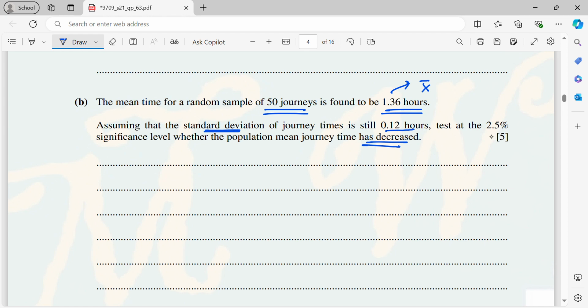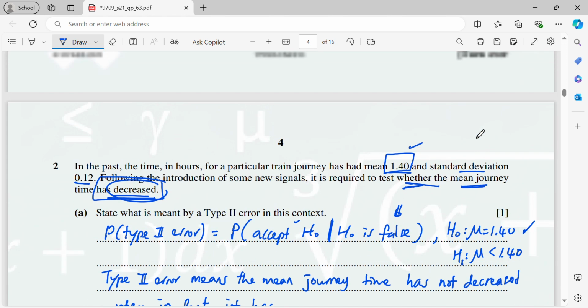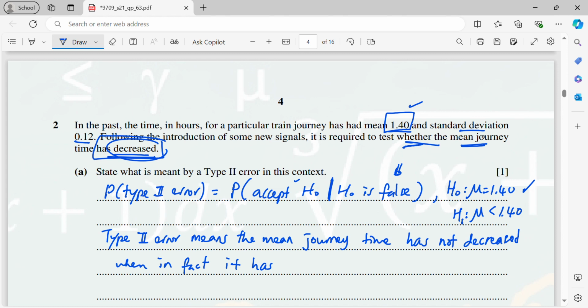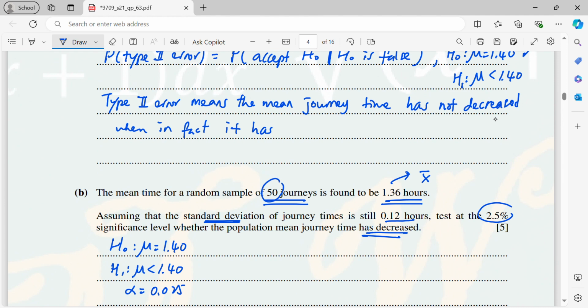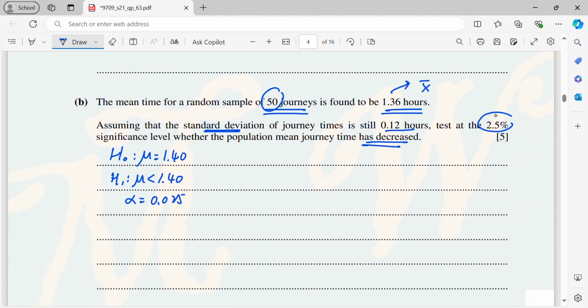Now, I will say H0, mu remains at 1.40. H1, we suspect it has decreased, so mu less than 1.40. And now here, 2.5%, so alpha equals 0.025. Now when we look at the question, it never mentioned normal distribution, but because n is large, 50, we will approximate to a normal distribution based on the central limit theorem. Therefore now here I will sketch the normal graph, which is a bell-shaped curve.